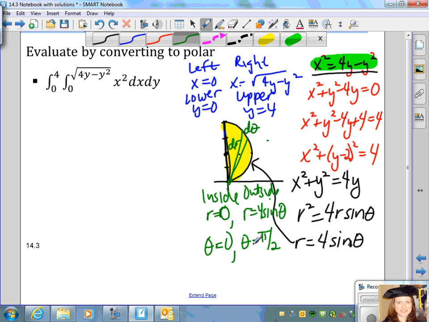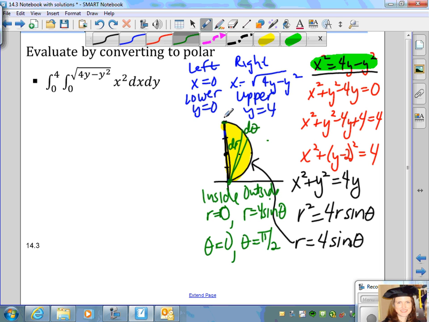You can again sketch this 4 sine theta in polar mode on your graphing calculator, and when you use trace and type in 0, you'll see that the path is at this point right here, and continue increasing theta while you trace, and you'll find that theta is equal to pi over 2 at that point right there.